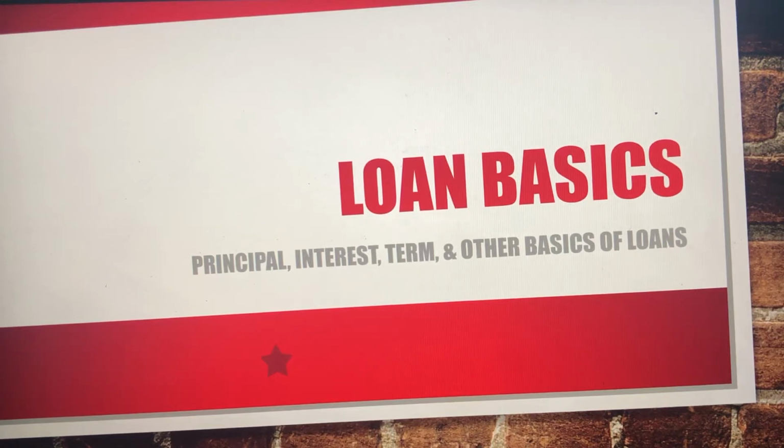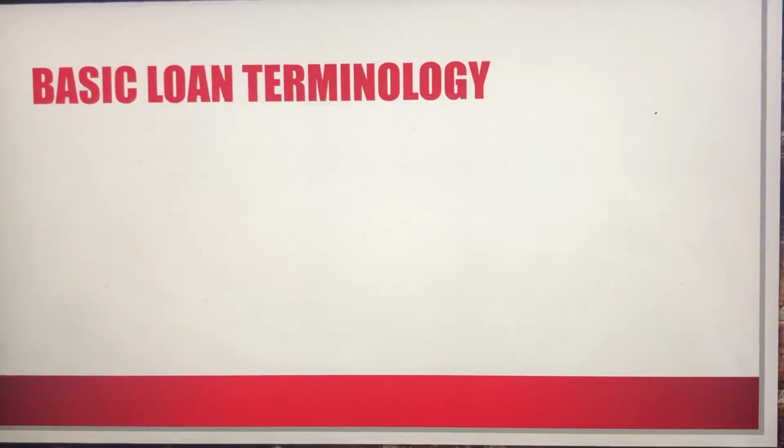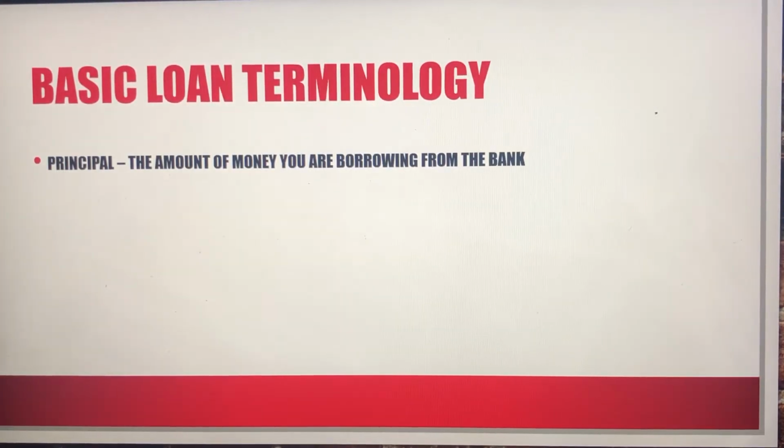All right, guys, so in this video, we're going to talk about the basics of loans, okay? We're going to talk about principal, interest, the term, and other basics that go along with taking out a loan. The first term there is principal, which is the amount of money you're going to be borrowing from the bank to buy whatever it is you want to buy, okay? If you're going to buy a car, it's $5,000. You're going to borrow the $5,000. That's going to be the principal.